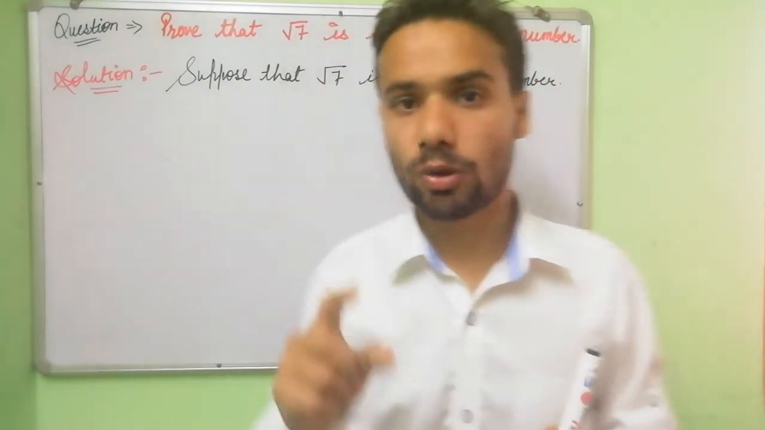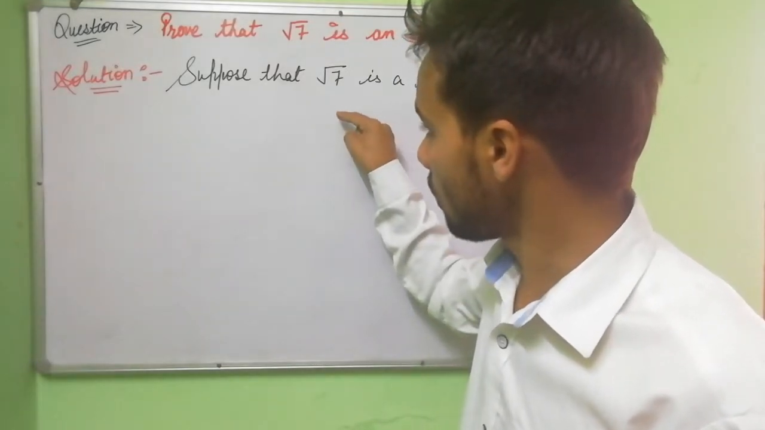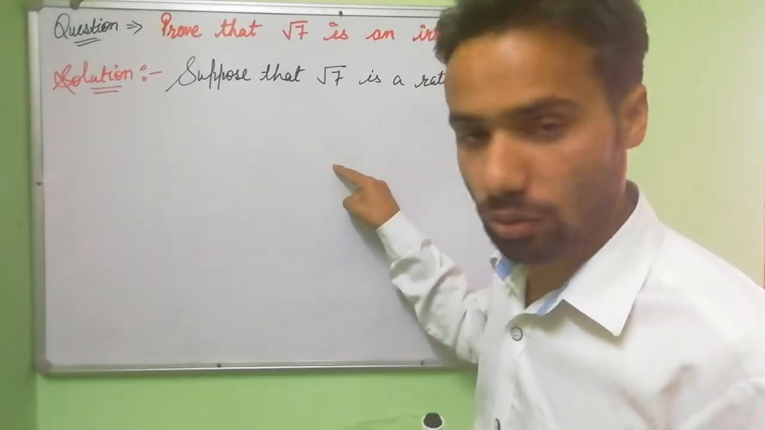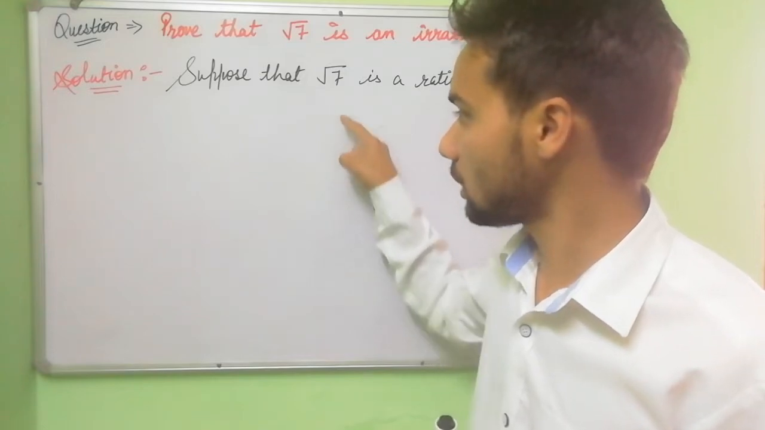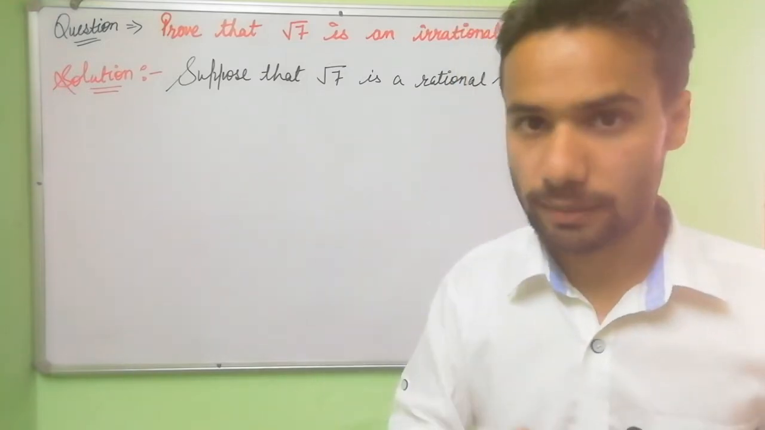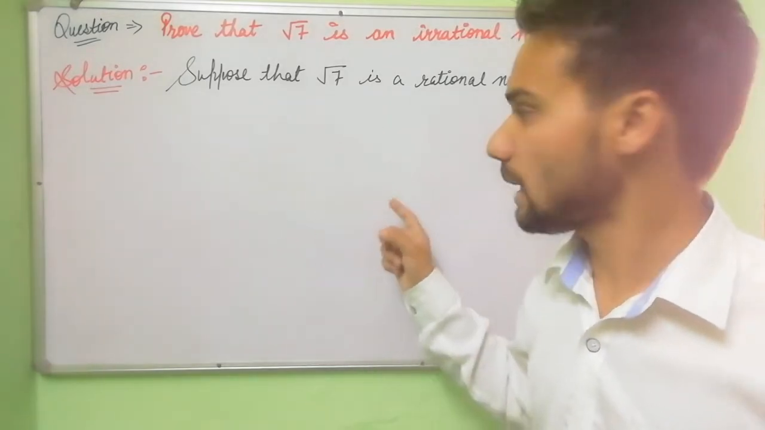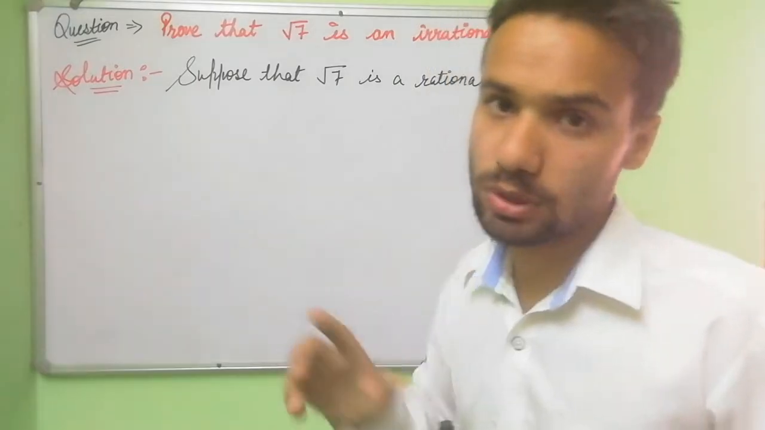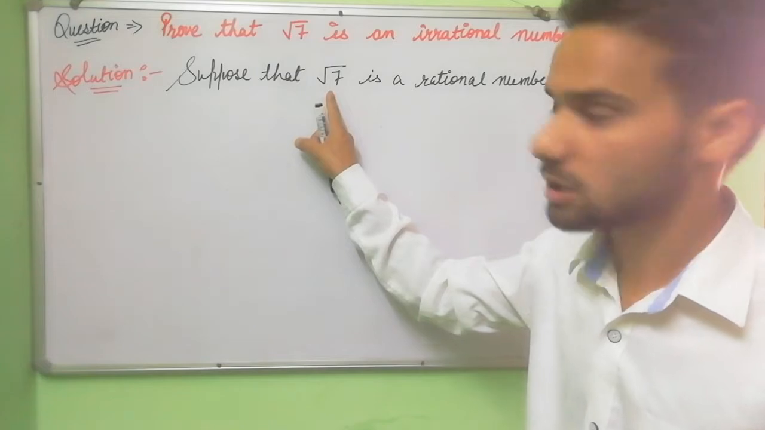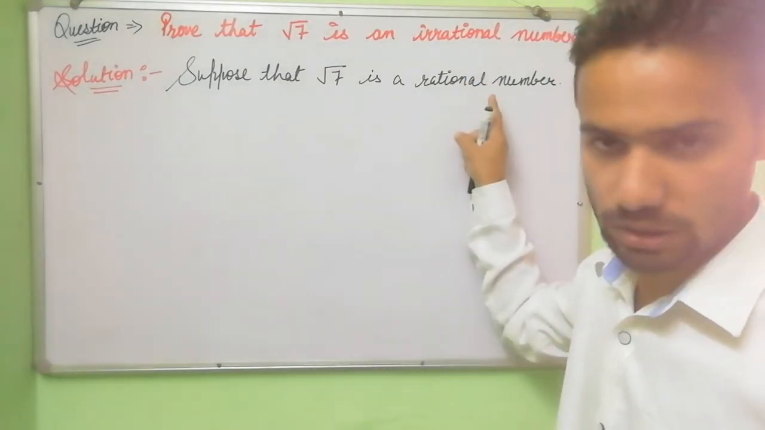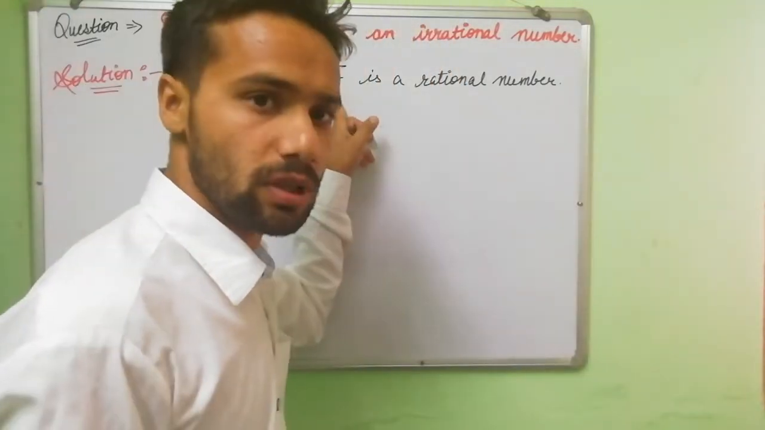But you have to keep in mind, whenever you choose a upon b, a is your numerator and below it you write the denominator, and both a and b should be co-prime. Both integers should be co-prime and b not equal to 0. These are the conditions for a rational number. If this number follows these conditions, then this number is called a rational number. If it does not follow these conditions, then this number is not a rational number.